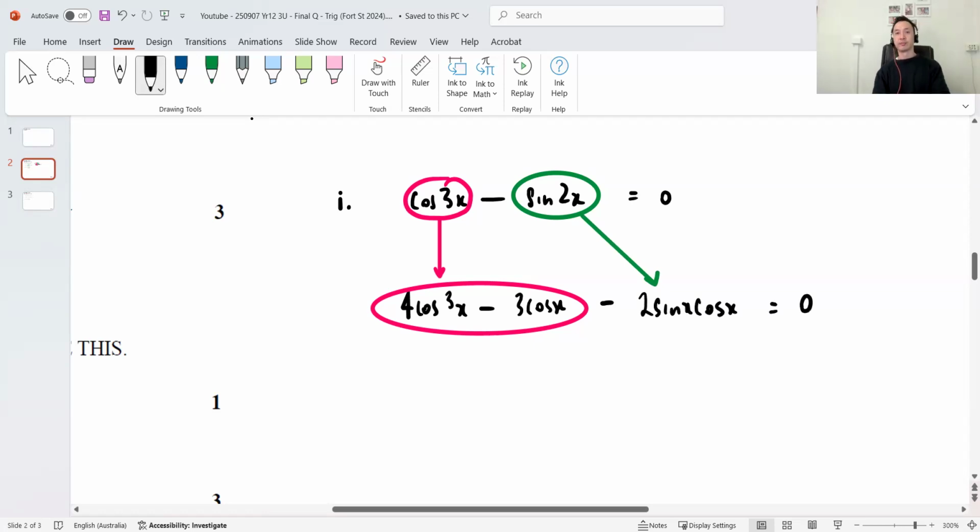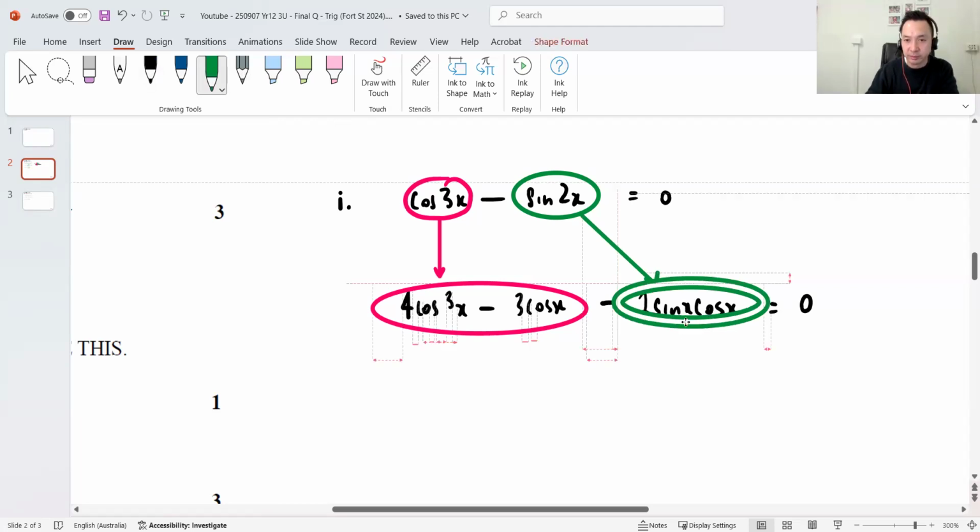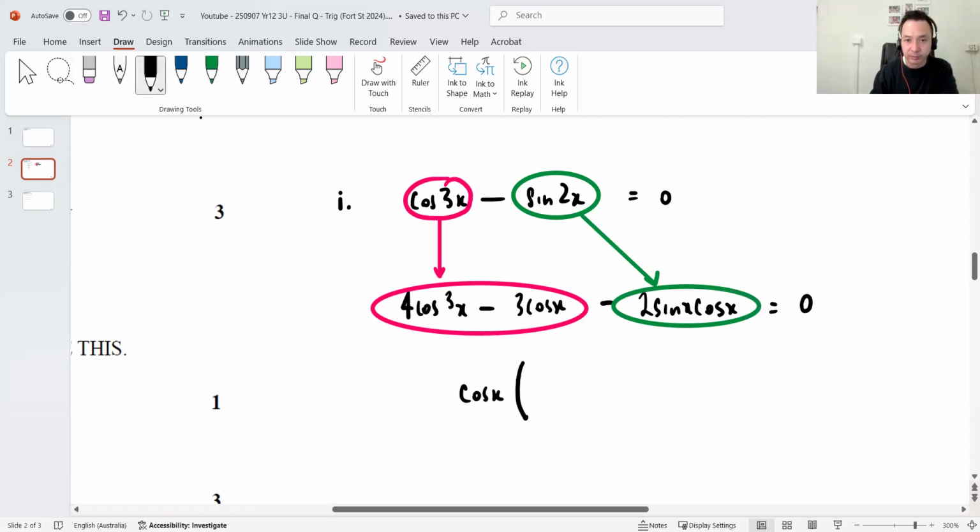Yep. Now, feels like once I've done that, I can factorize cos out from all of them, right? Yeah, certainly possible. So let's do that. Factorize cos from all of them. Let's see what you get. You get 4 cos squared x minus 3 minus 2 sine x, right, equals 0.